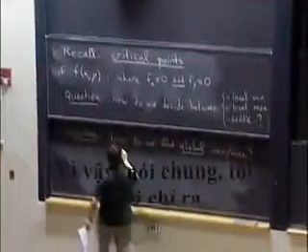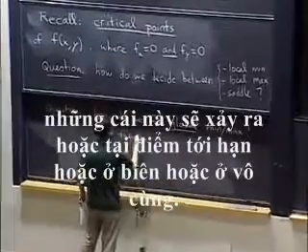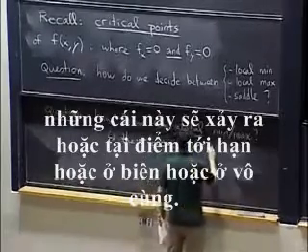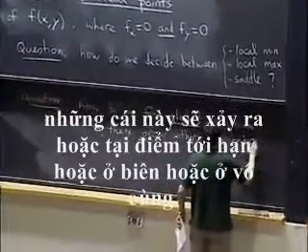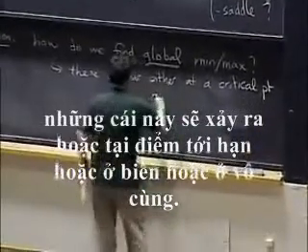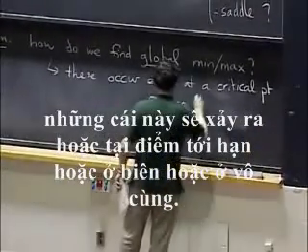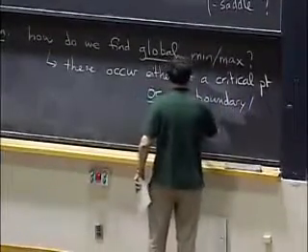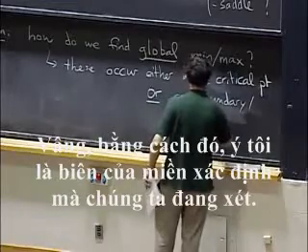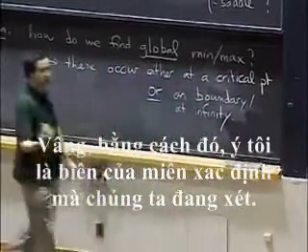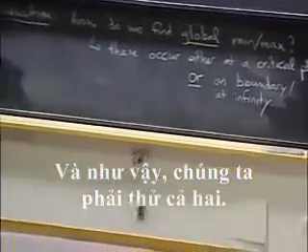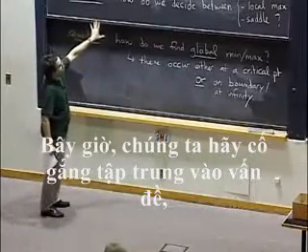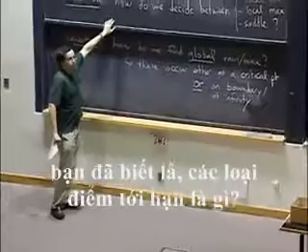So in general, I should point out, these could occur either at a critical point or on the boundary or at infinity. So by that I mean on the boundary of a domain of definition that we are considering. And so we have to try both. Okay, so we'll get back to that. For now, let's try to focus on the question of what's the type of the critical point.